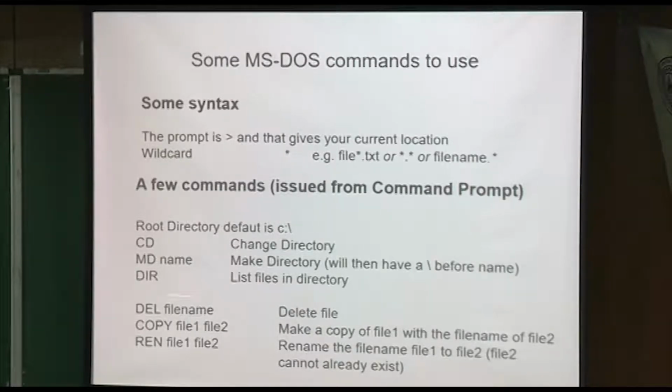Now, I'm not giving you all of the details of this. There are whole books written on command prompts. If you do decide to use command prompts, you probably want to learn some of the other commands. But these are the basic ones.